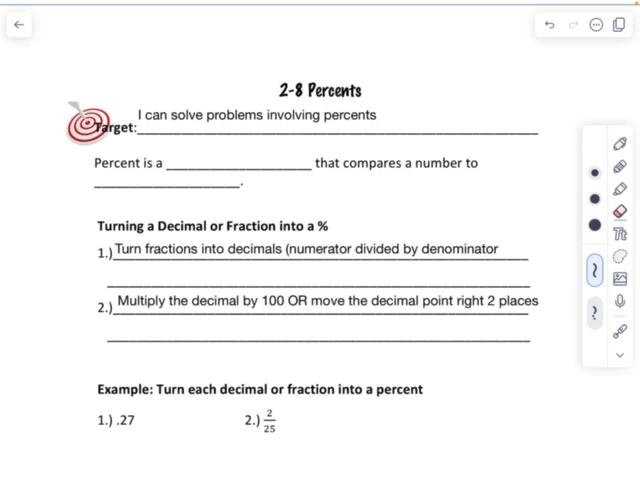Welcome to 2.8 percents. I'd like you to start off by copying down the target. I can solve problems involving percents. Hit pause now and do that.